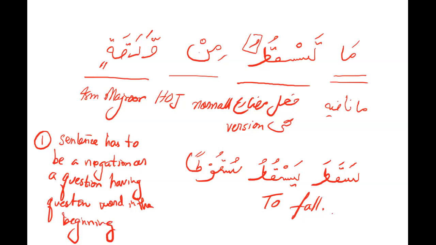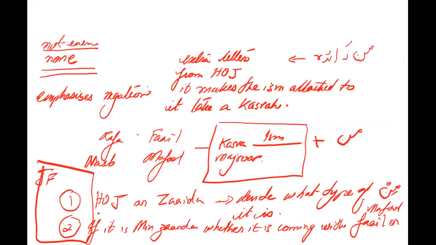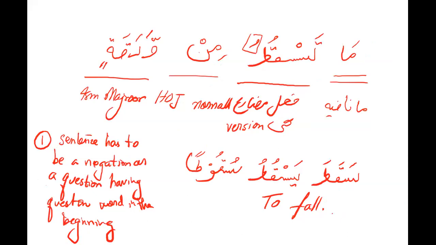So whether min is harf of jar or zaida, we have to answer the first question. Remember, we wrote two questions here. First question is: harf of jar or zaida? So we are trying to figure out whether the min that we are seeing in the ayah is harf of jar or zaida. For that, the first step is to see whether the meaning or the sentence is a negation or a question. So is this sentence a negation or a questioning sentence?